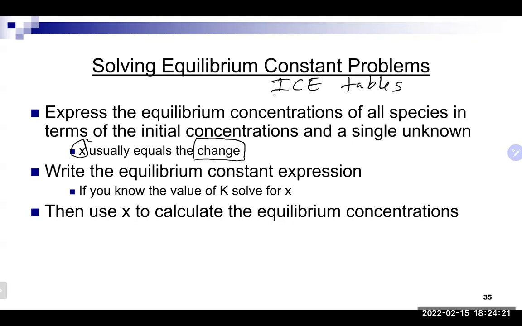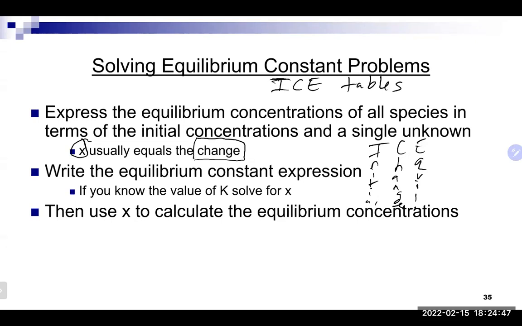And I stands for initial, C for change, and E means equilibrium. So initial, change, and equilibrium is an ICE table. You may be familiar with ICE tables. If you took me, you should be familiar with ICE tables.